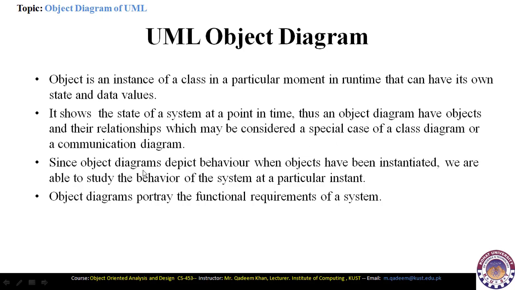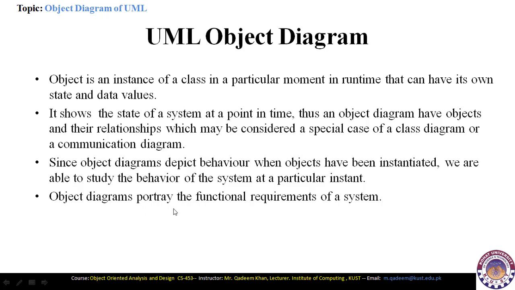Now, the object diagram depicts the behavior. Behavior means the functionality, when we have instantiated it. So when we instantiate the objects, it gives us a particular behavior. So here we provide the behavior of the system at a particular instant. At a particular instant means when we create the objects, it contains the particular behavior. For example, one time I call the first function of the class and the second time I call the second function, then the state of the object will change at runtime.